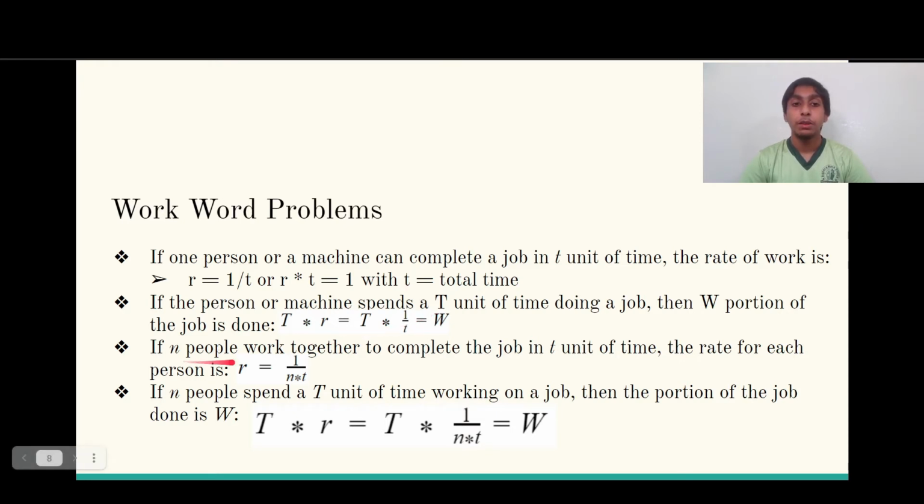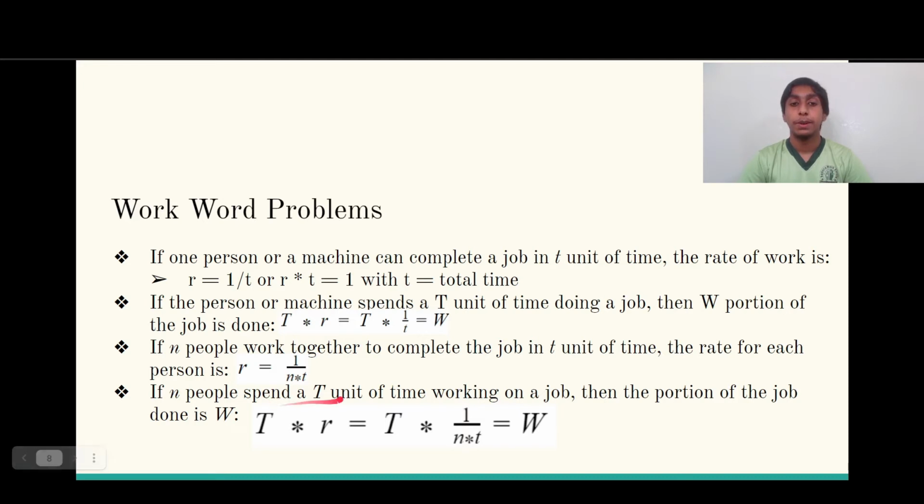Now, if n people work together to complete the job in t units of time, the rate for each person is r equals 1 over n times t. So for 1 person, it's r equals 1 over t, right? So 1 over the total time it takes. Here, we're going to multiply the total time it takes by the number of people working, and take 1 over that. That's how we get our rate here.